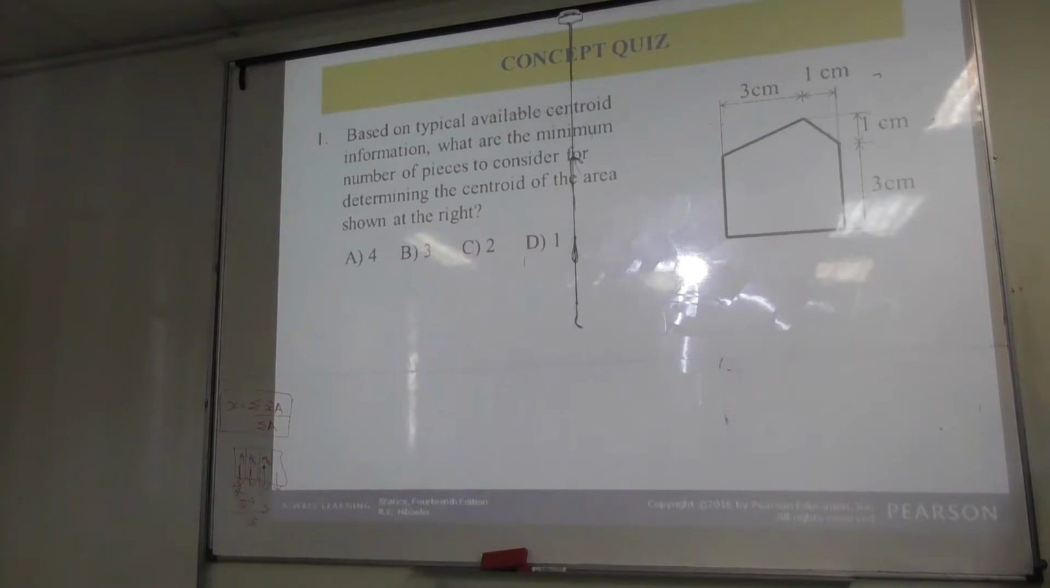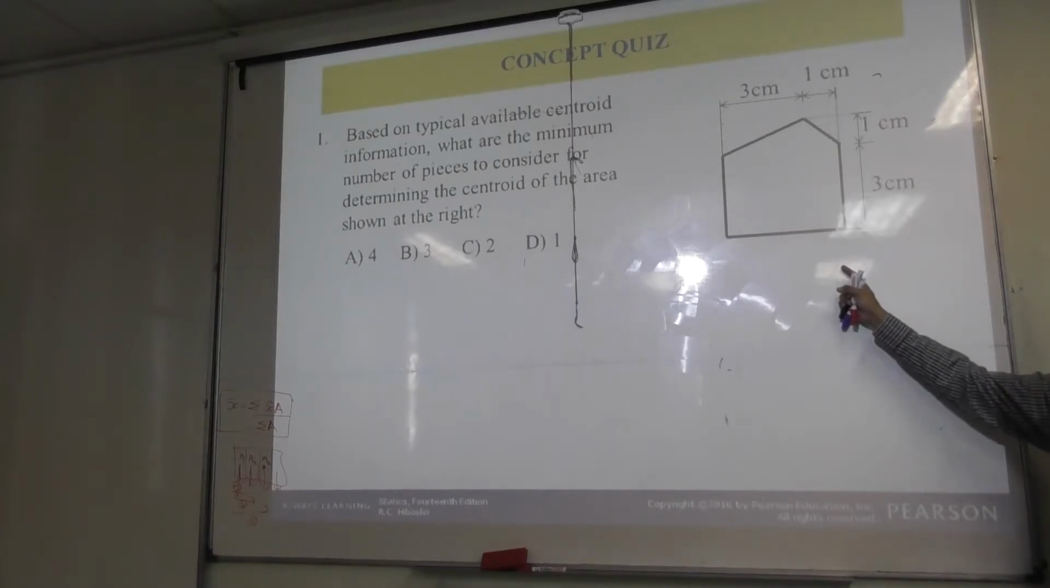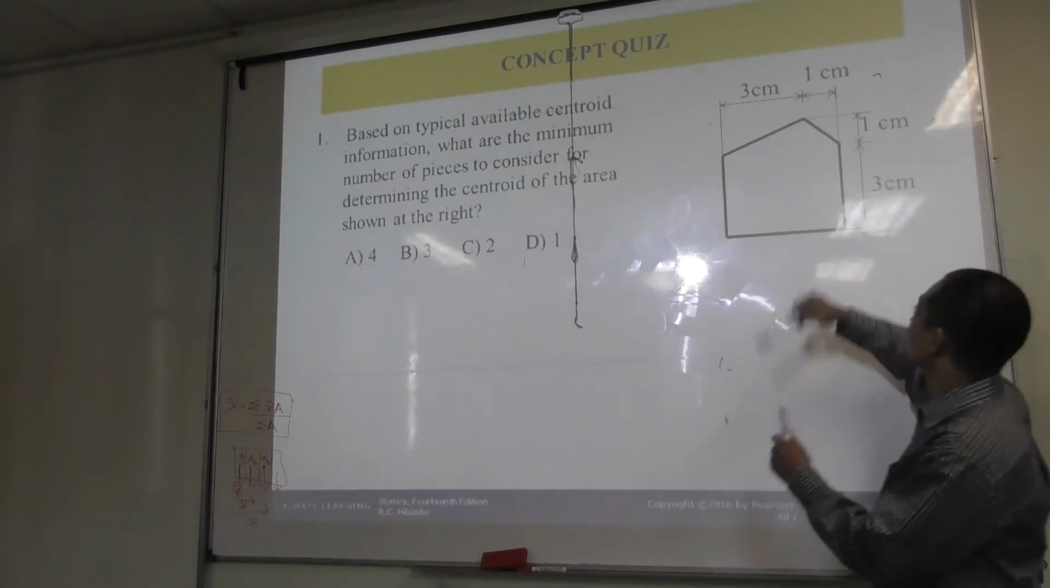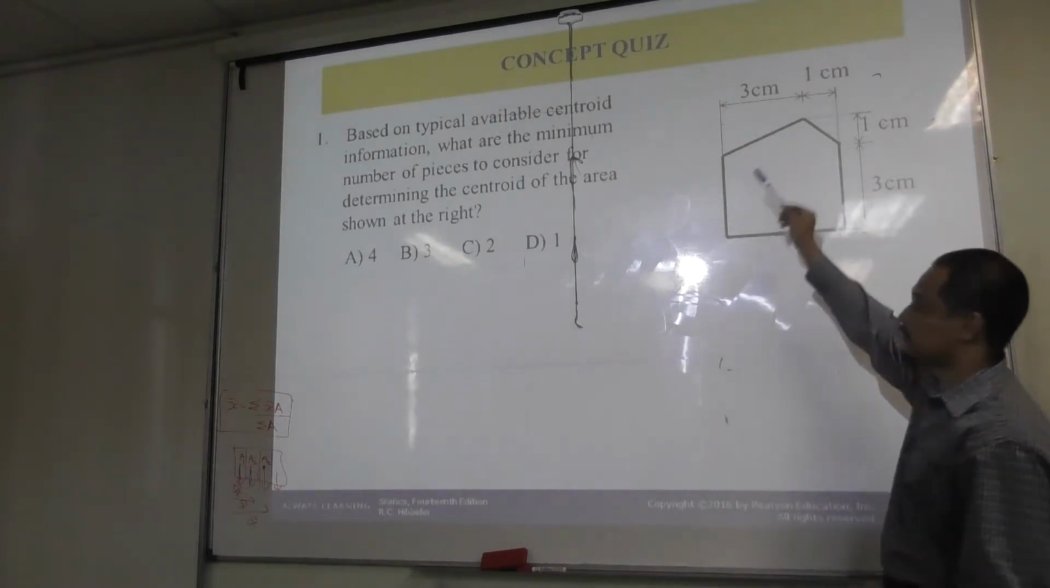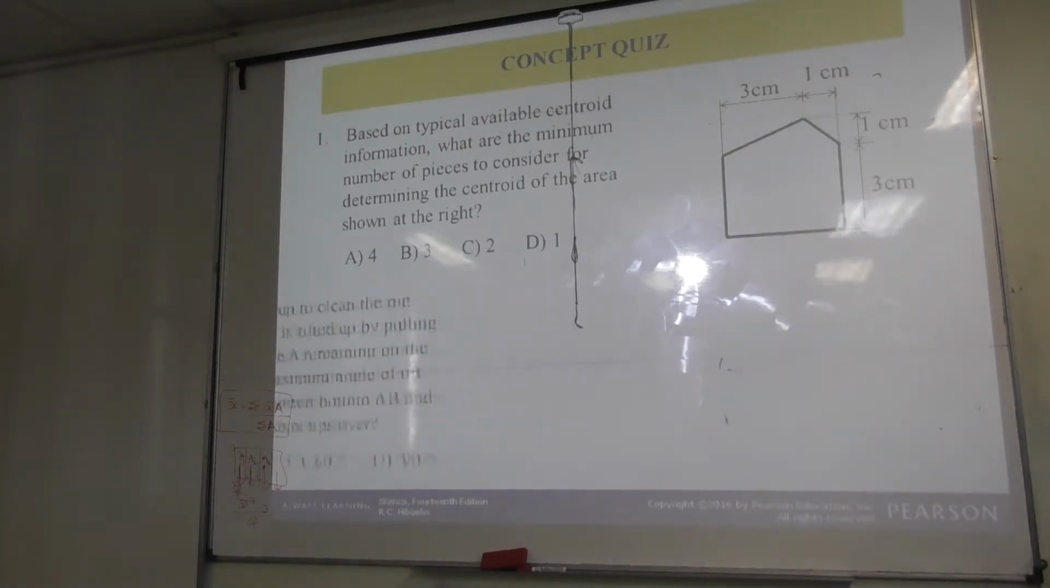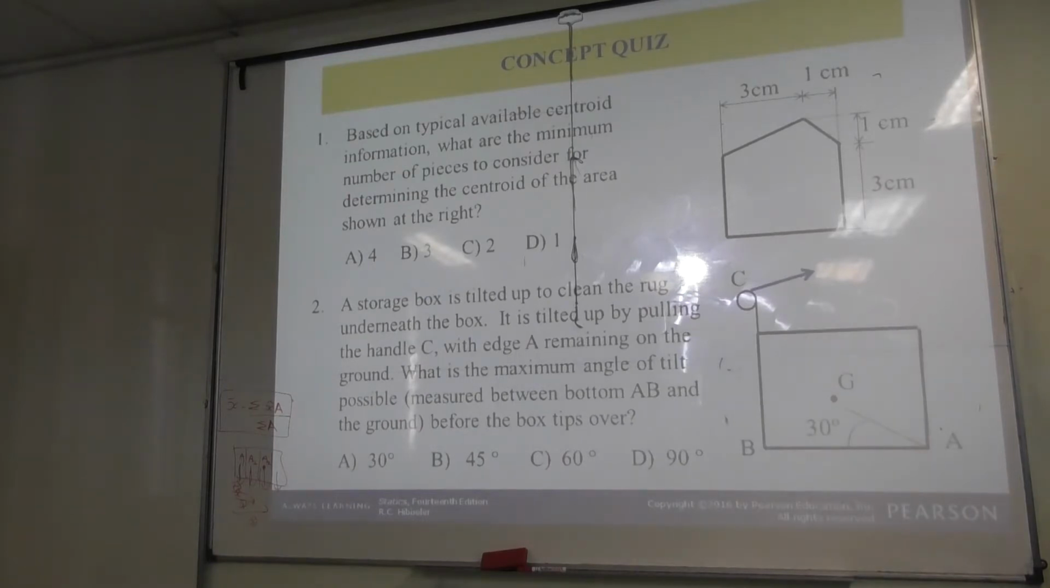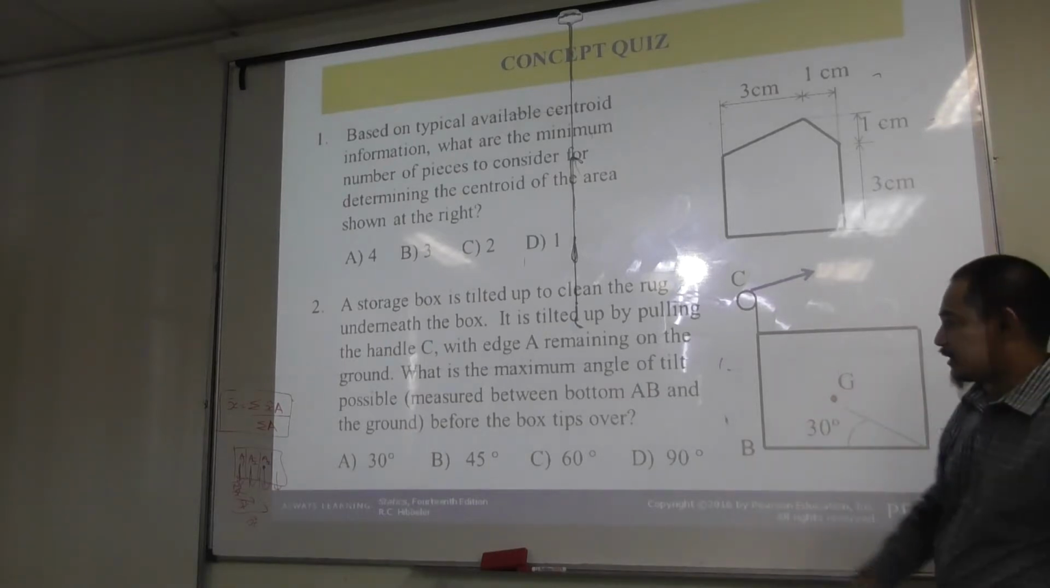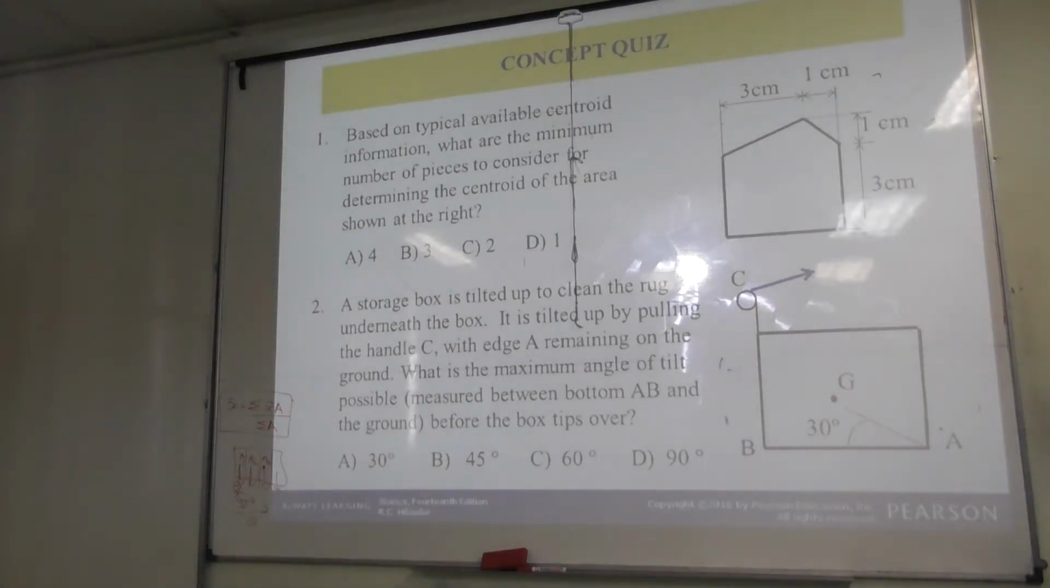Based on the typical variable central information, what is the minimum number of bits? Basically, how do you divide this if you have to solve it? How many segments do you have? Three, right? Basically we have a rectangle, a triangle and a triangle. I'm not sure why this question is here, but we have also already covered that chapter, right?